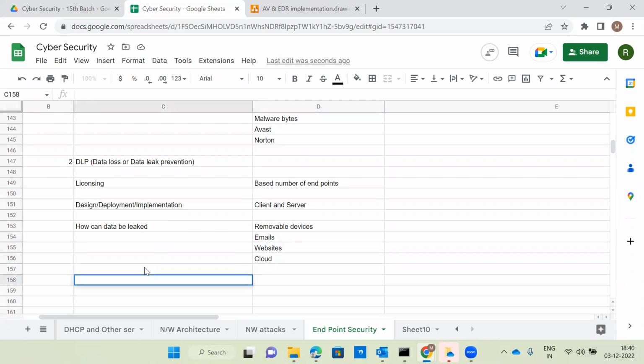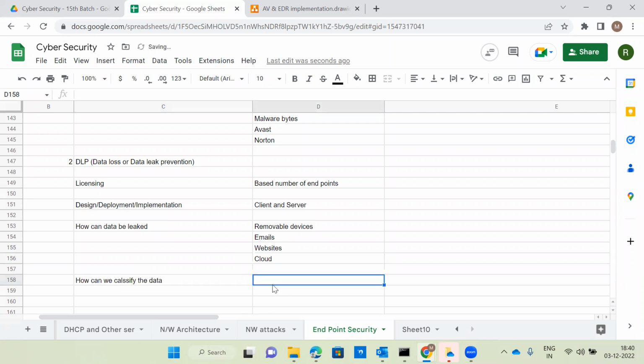Now, how can we classify the data? These are things we discussed previously. Data can be classified based on 2 parameters. One is confidentiality. Second one is sensitivity. I told you this one also. This is one of the CISSP exam questions.